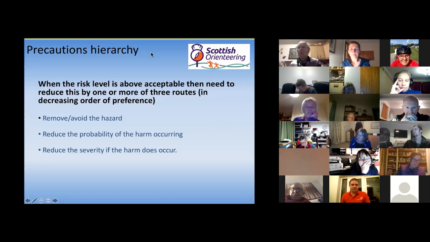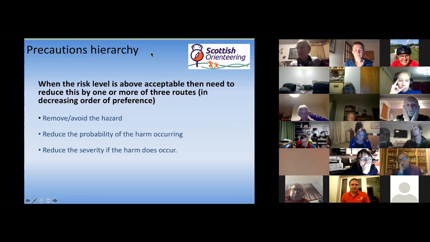If you think there's a big hazard from driving to an event, you can avoid that hazard by going by train, as long as there's a train service. So that's the strongest one. The next one down is, can you reduce the probability of the harm occurring?